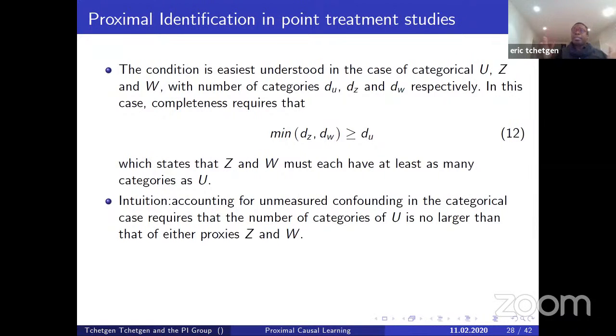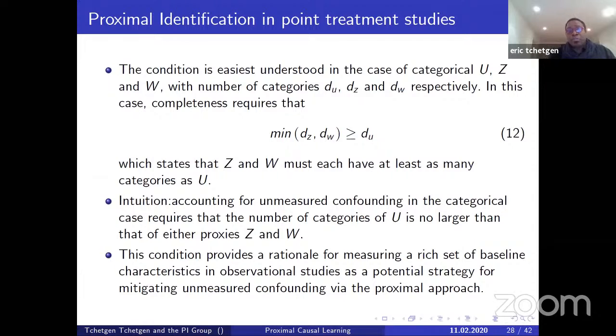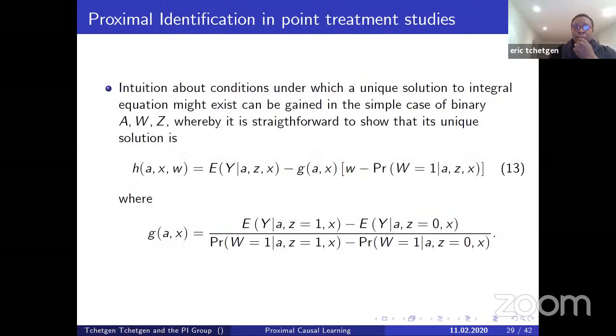And that completely makes sense. And this is good because, in fact, this condition provides a rationale for measuring a rich set of baseline characteristics, which is what everyone tells you to do in observational studies as a potential strategy for mitigating unmeasured confounding via the proximal approach. We just have to be careful enough when we measure them that we don't necessarily attain exchangeability, but at least we have good proxies.